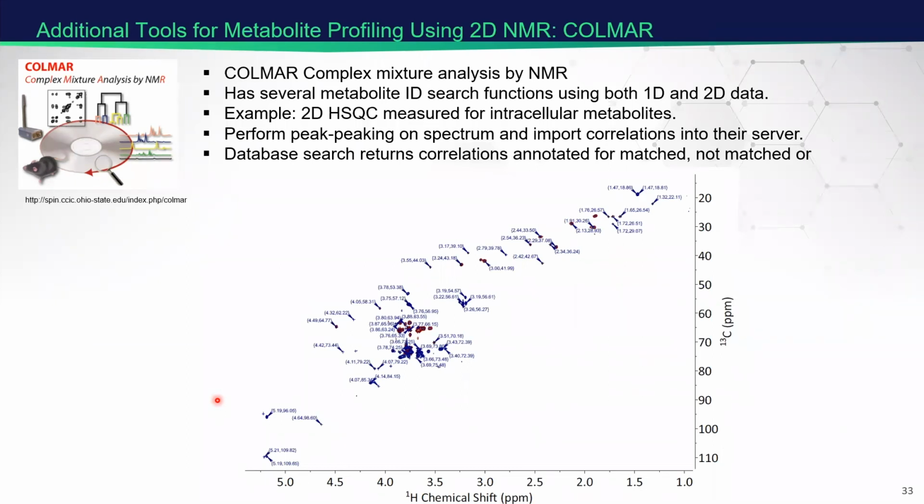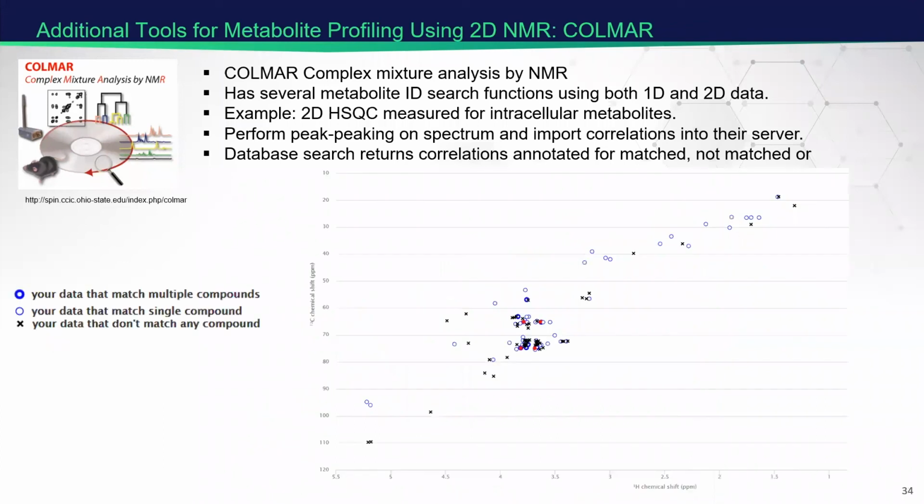Colmar has an online server. You can take your peak list and put it through their program. They have a variety of 2D experiments that you can use in their analysis, and their database is actually up to 700 compounds right now. When you do this, you get a visual return on the peaks that showed up in your peak list and how many were assigned to a single compound, multiple compounds, or no compounds.